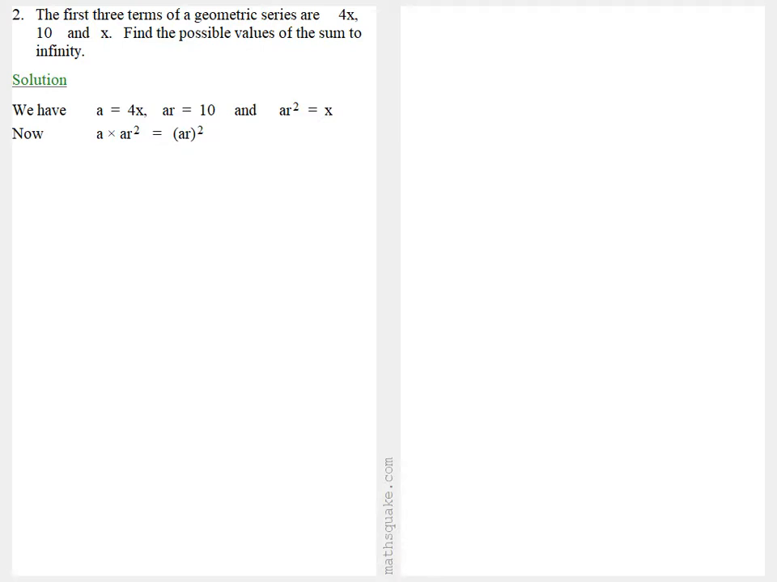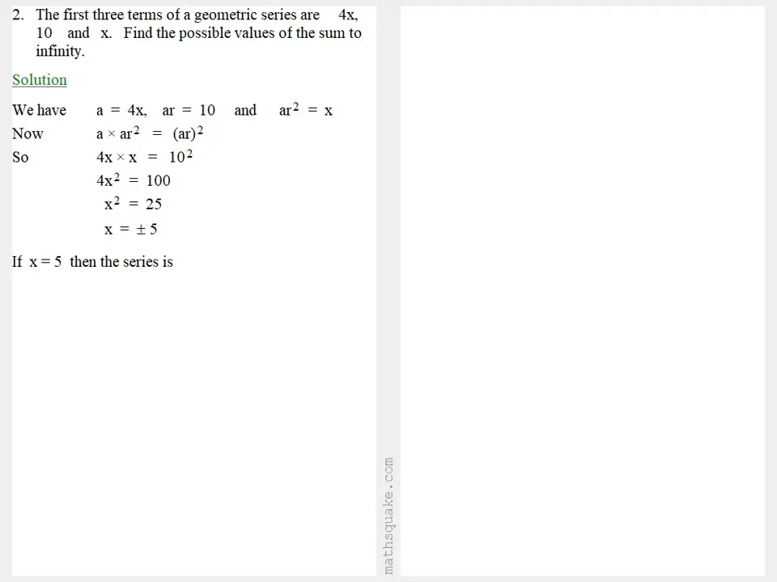Now if we multiply the first and the third term, that's a times ar squared, that's the same as the second term squared, ar all squared. So 4x times x equals 10 squared. 4x squared equals 100, so x squared is 25, and if we take the square root of both sides, we get x is equal to plus or minus 5.